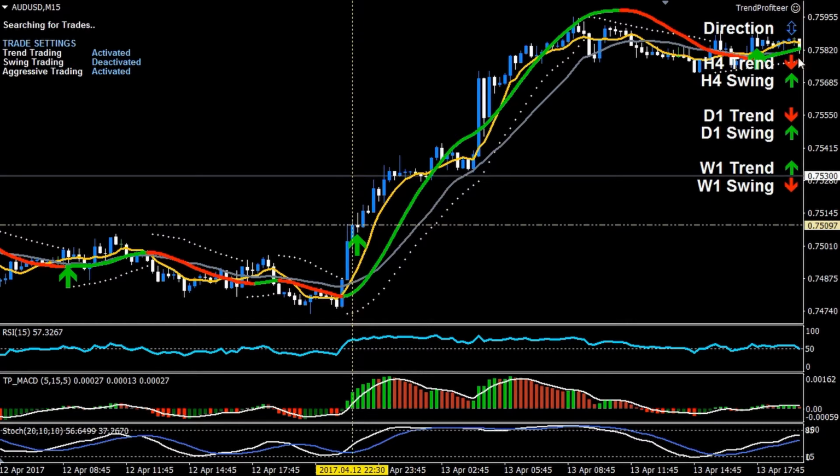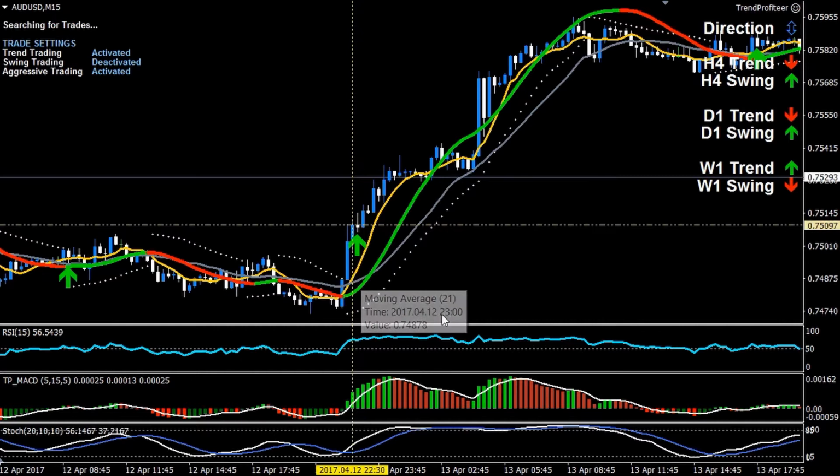We've got an aggressive trade in place because the overall trend direction is a blue bidirectional arrow. That means no more than 3 arrows are pointing up in this case. We've got the moving average crossover that's occurred, yellow moving average closing above the gray moving average. We've got the trend follower changing from red to green.